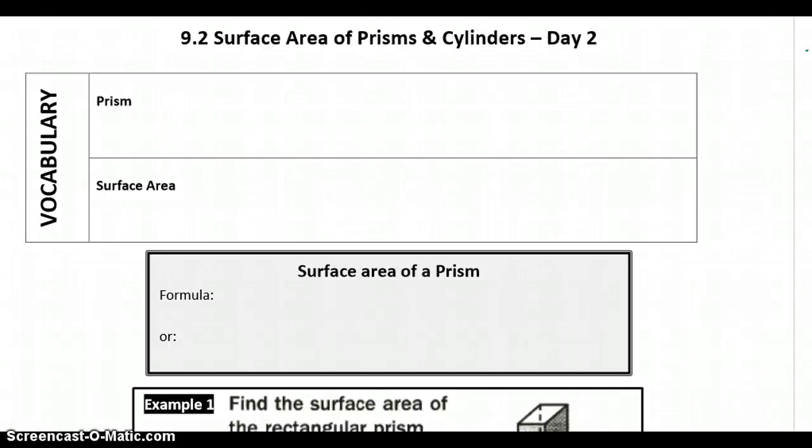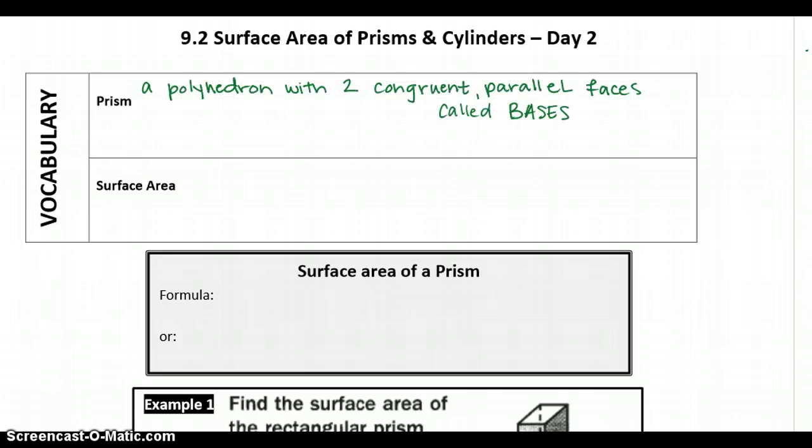Alrighty, so this is section 9.2, the surface area of prisms and cylinders, day 2. Today we'll be focusing on the surface area of prisms. So we'll start off by defining a prism as a polyhedron with two congruent parallel faces. And again, these two congruent faces that are parallel from each other are called the bases of the solid.